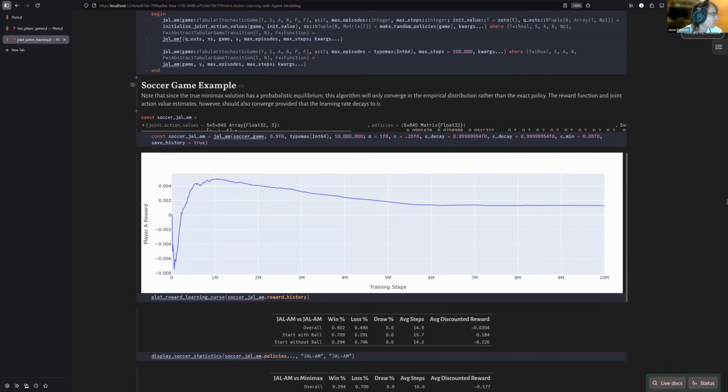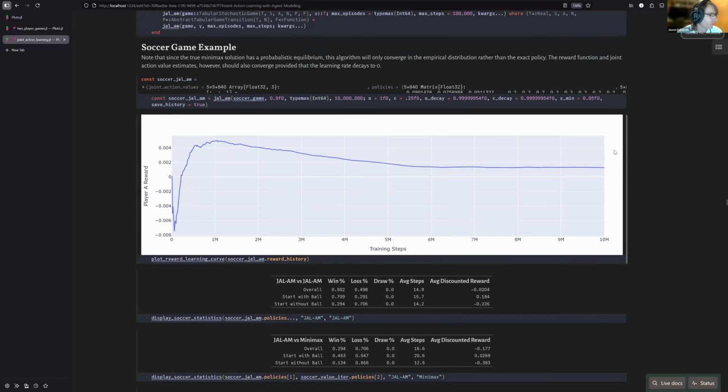So you can use it on the soccer game. Here's just an example of a learning curve for it. When this converges, this value should be 0, meaning that neither agent is actually winning, because in the minimax solution, we know that no agent should win more often than the other agent. Otherwise, it wouldn't be a minimax solution.